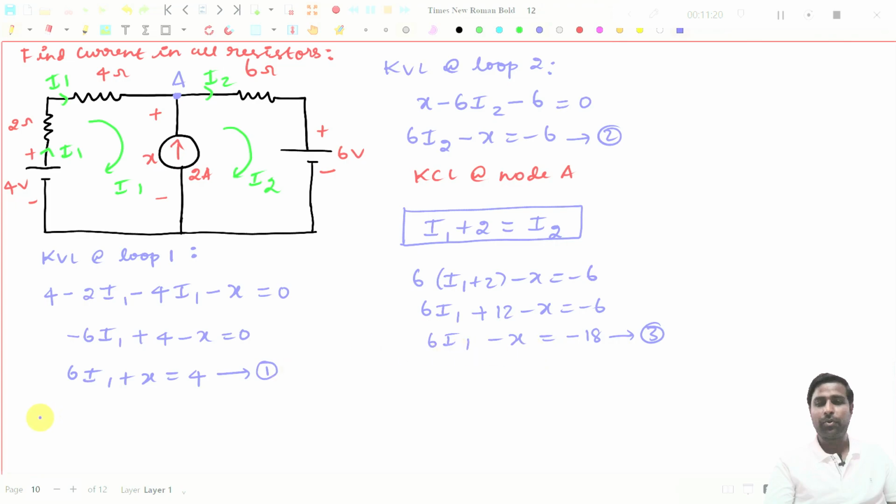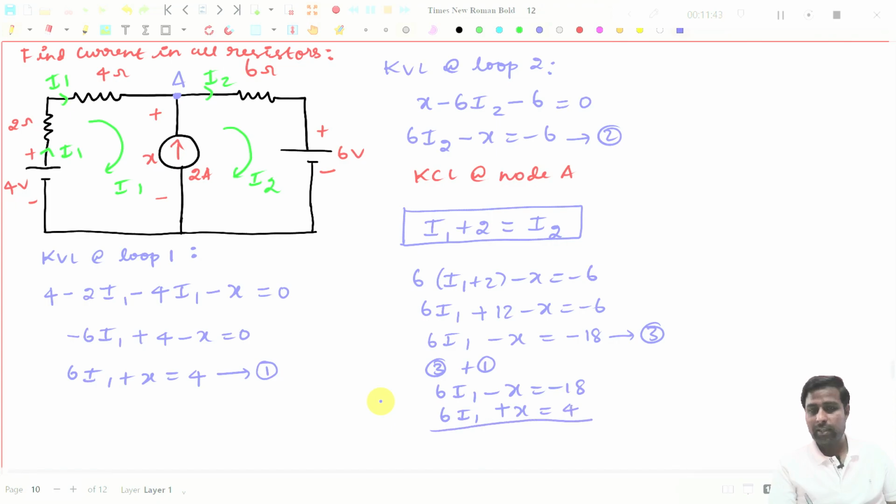Now what you do? You see these two can be easily solved, right? So you add 3 plus 1. What you will get? 6I1 minus x, that is expression number 3, will be equal to minus 18. And what is the first expression? 6I1 plus x will be equal to 4. And if you add these two, you will get 12I1, this x will now be cancelled out, will be equal to, this is nothing but minus 14. Right? You are getting like this. So you can easily find I1 now. What is I1? I1 is equal to minus 14 by 12.